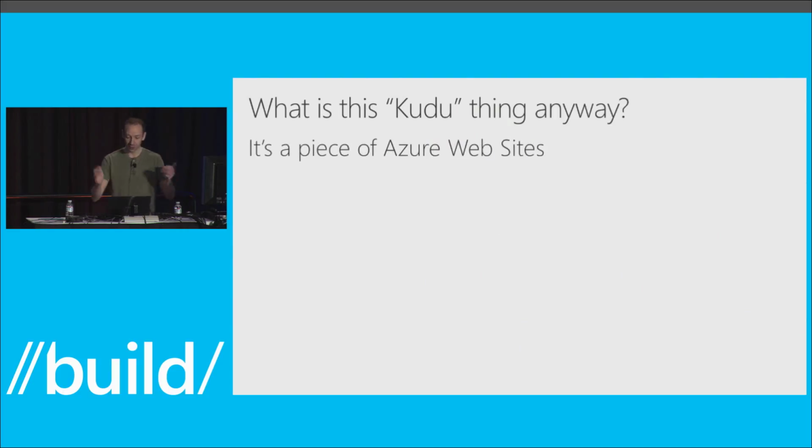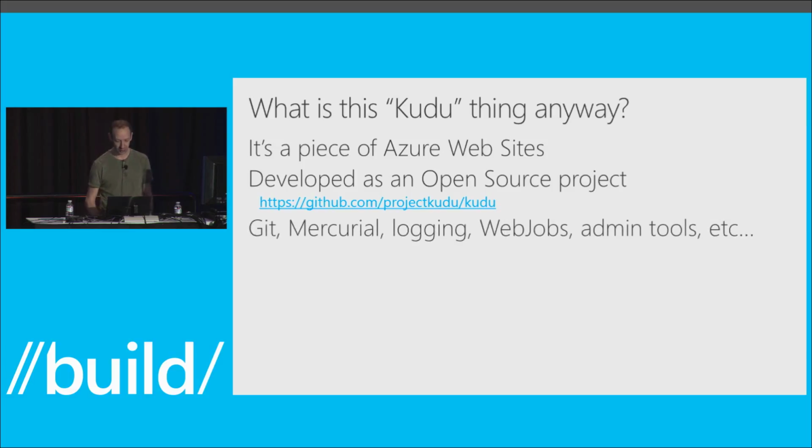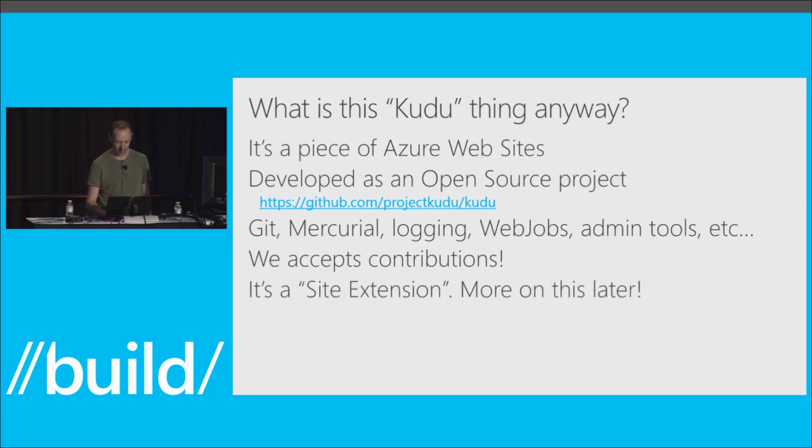So Kudu, basically the way to look at it is that it's a feature, it's a piece of Azure website. But unlike the rest of Azure website, Kudu is being developed as an open source project, which you can check out. The features they're implementing in Kudu include the Git and Mercurial support. There's Dropbox in there as well, logging, web jobs, a bunch of things that are running in that context. And the Kudu project is open source and does accept contribution, and we've had a few external contributions there. So if you see something that you'd like to do differently, you absolutely can send a pull request to that.